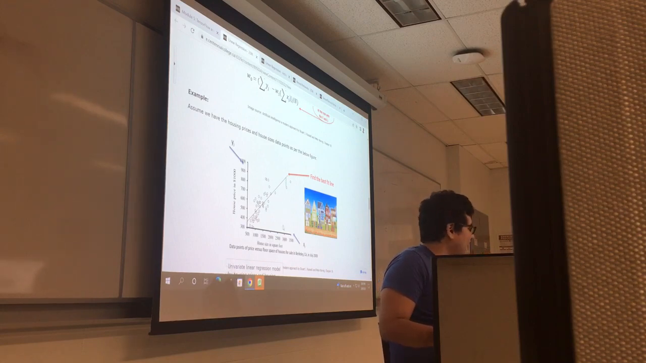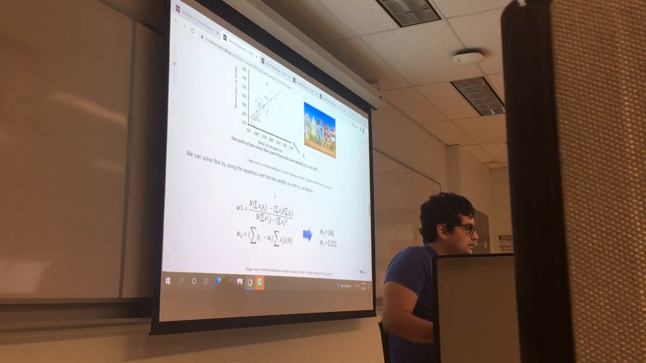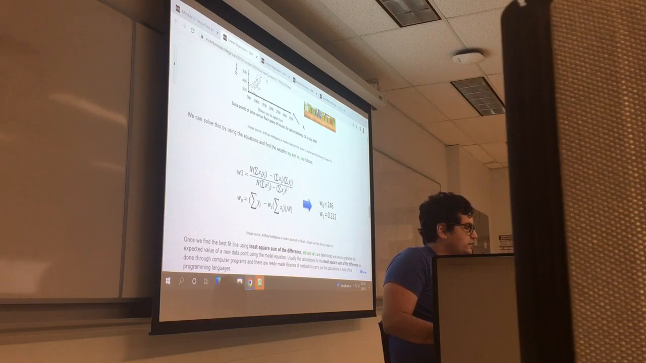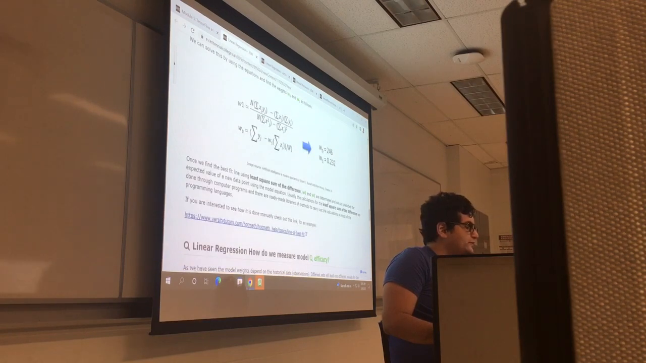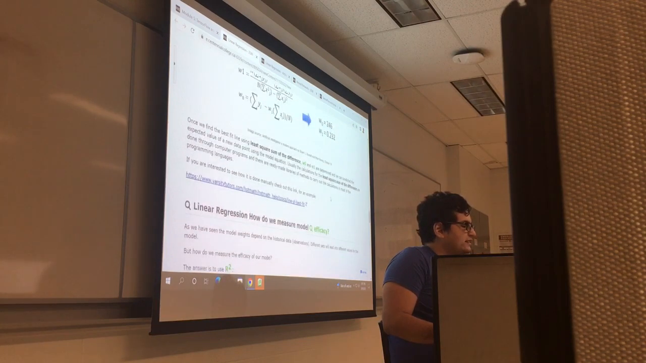You can see the house size in square feet. The higher it is, the higher the price. So we can draw a line here that kind of fits this problem. Okay, so we try to find this line. In this case, we found the W0 and W1, and we want to calculate the efficiency of that.